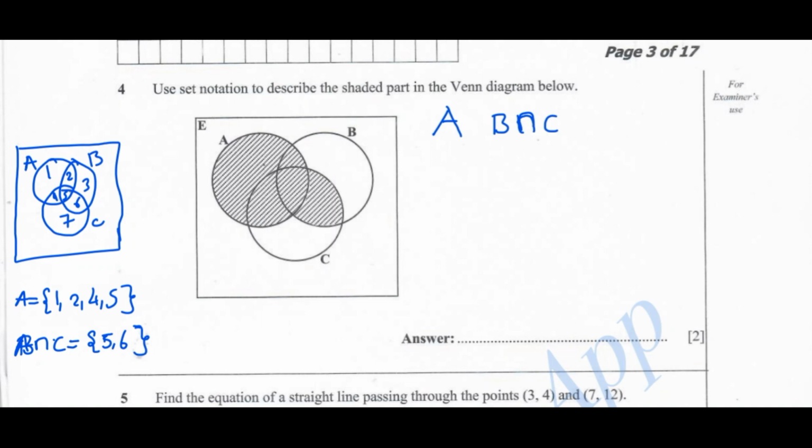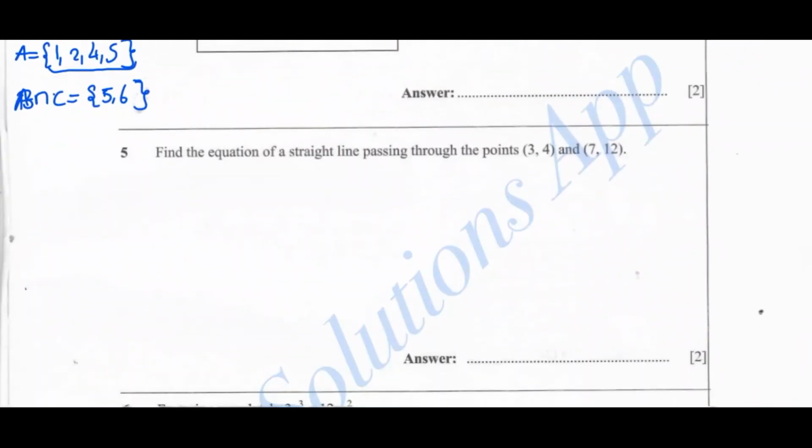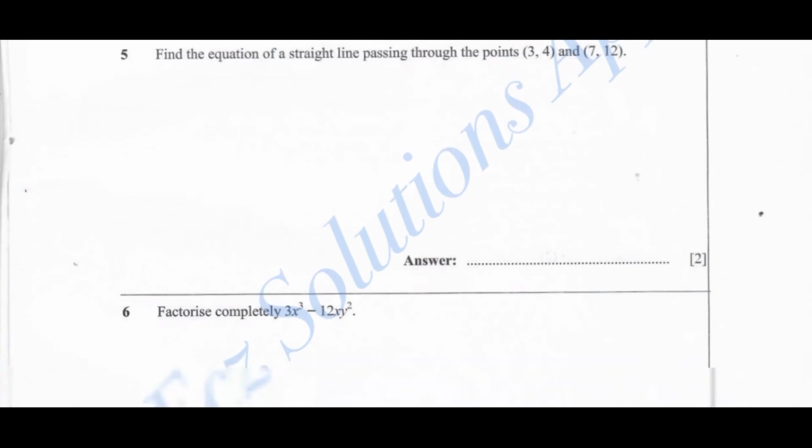Okay, now we can see that these elements plus these elements, we want to combine this set. So which symbol can we put in between? So we'll put union. So that is our answer. So it's A union B intersection C. So that is what we want. We want to combine the two sets. Then we can move on to question 5.